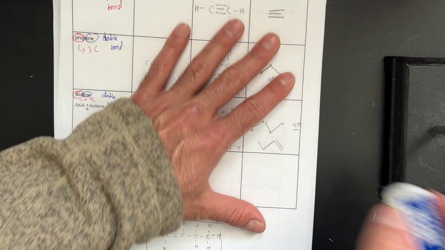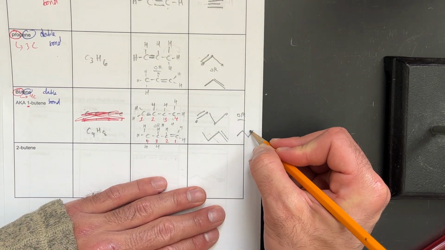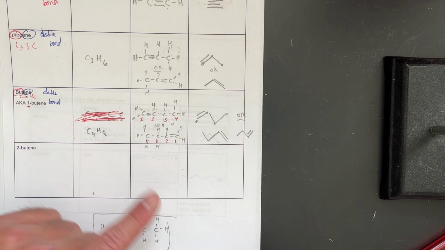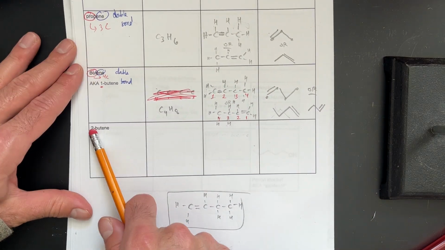Or sorry, I guess, like that's okay. Or I guess you could also even draw it like, there's multiple ways to do this, do you see? There's also multiple wrong ways, but these are all acceptable. All right, okay, so now we're gonna go on to 2-butene.